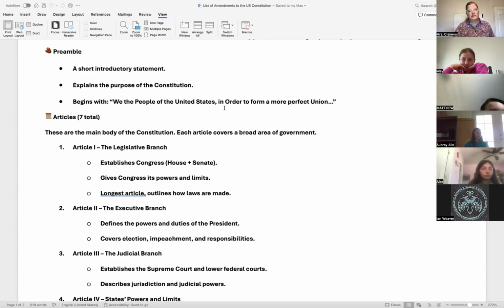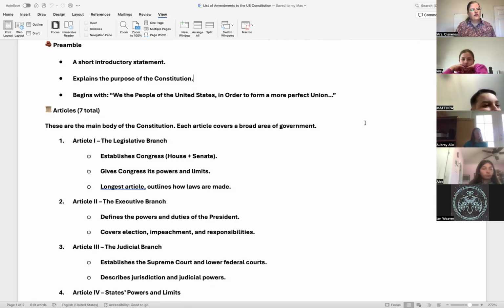"We, the people of the United States, in order to form a more perfect union." So what they wanted to do is there were 13 individual states at the time, those original colonies, and the founding fathers, including George Washington, wanted to make sure that they were a unit, like a union together. So uniting them together, in that process, they wrote the Constitution so that they could unite together.